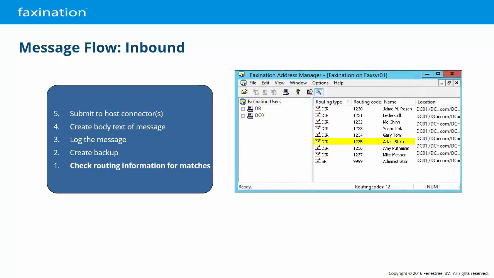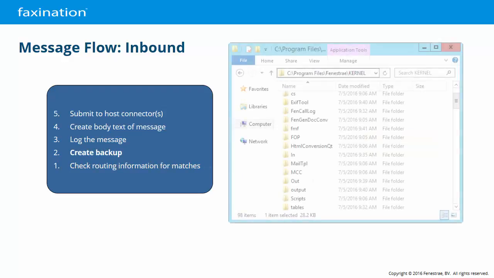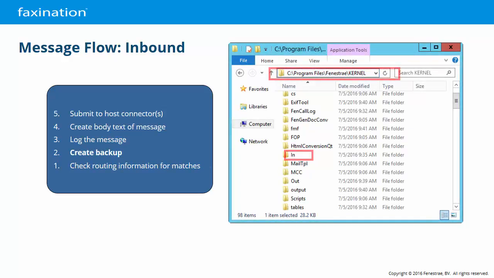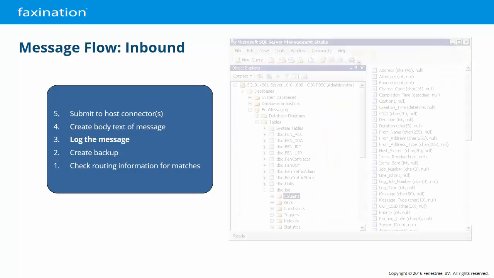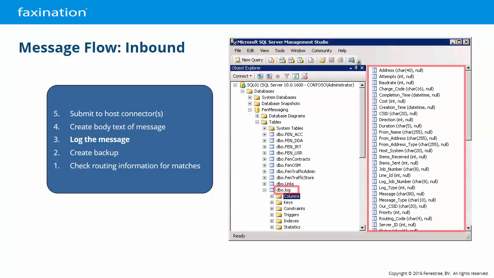Next, Faxination will search through Active Directory and its own SQL database, looking for users that have that routing code. In this case, Gary Tom is found to have a matching routing code, and he is an Exchange user. Next, we create a backup of the message. Inbound messages are saved to the kernel in folder by default when the backup option is enabled. Next, by default, we create a log entry for this message.